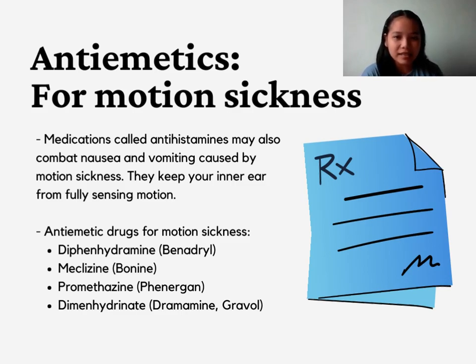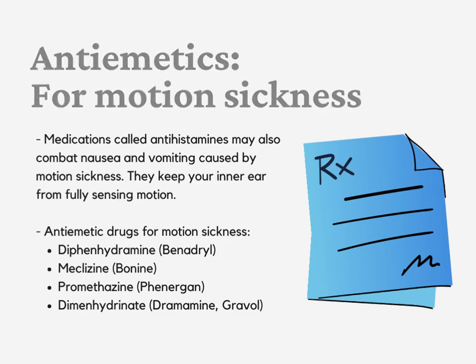Now, these antiemetic drugs work by desensitizing the inner ear, or keeping it from fully sensing motion, because the inner ear plays an important role in balance and it's very sensitive to movement, such as sitting in a moving car or a boat. Examples of antiemetic drugs for motion sickness include diphenhydramine, or the very famous Benadryl. We also have meclizine, promethazine, and dimenhydrinate.